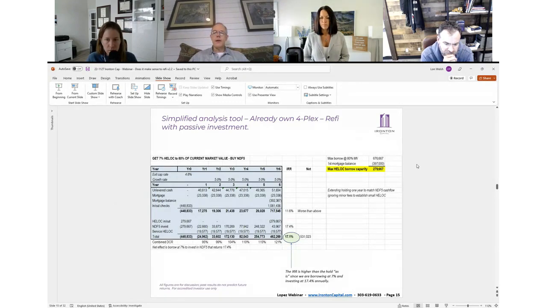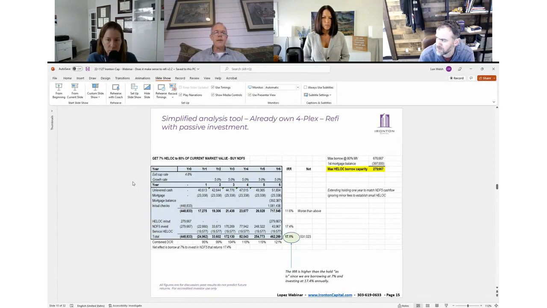And I figured if you took 80% of the value of 850 and said 675 would be the most amount of debt in total I would want to carry. If my current debt is 400, how much could I safely borrow on that HELOC? And the answer is about $280,000. So that's what I modeled here.